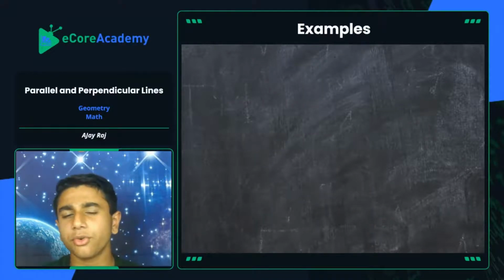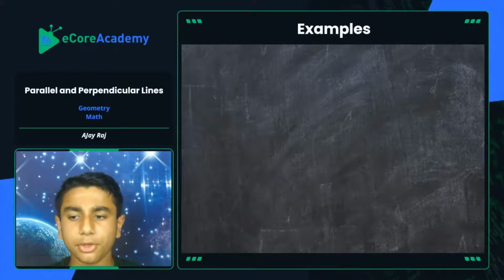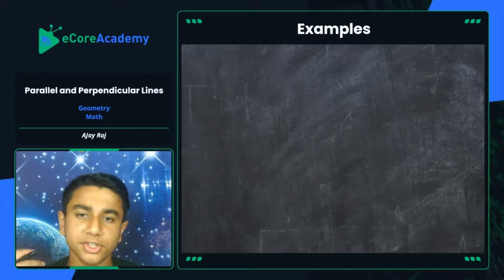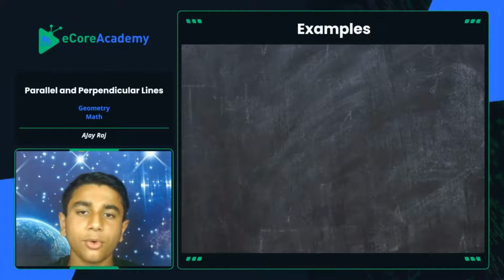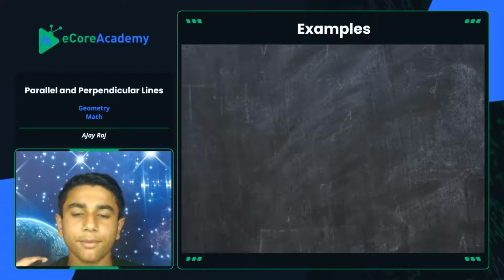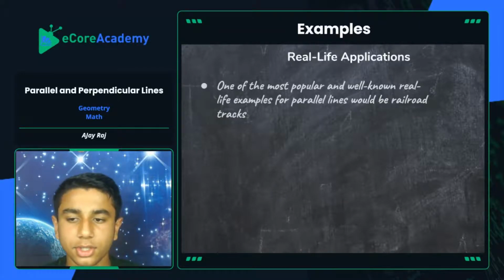So let's move on to some real life applications. Now I know the whole purpose of geometry has really been to shine the light on realistic concepts, on physical properties, and try to correlate relationships between them. So we're going to try and give some real life representation for parallel lines. So here are some real life applications.